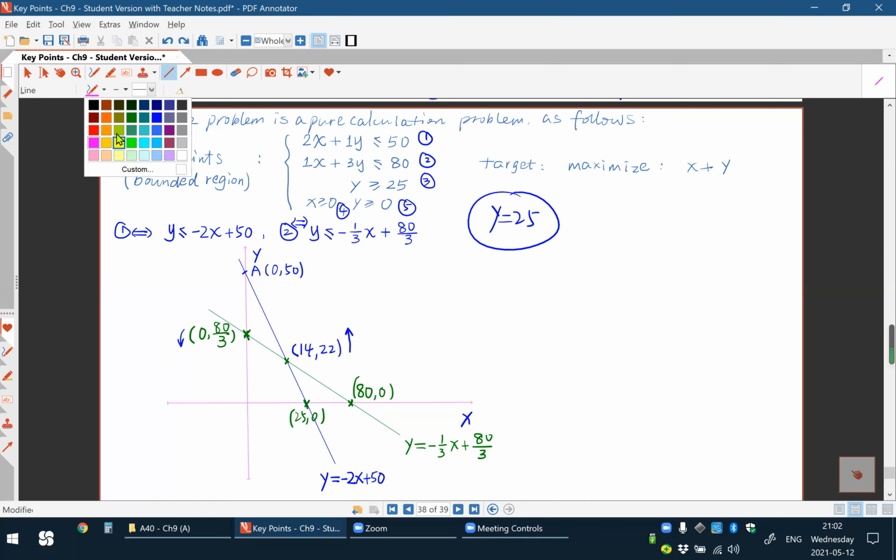So let's use another color. Okay, so this line should be somewhere here. This is our y equals 25. Do you understand? Okay, let's draw this more clearly. Oh, it's not here.